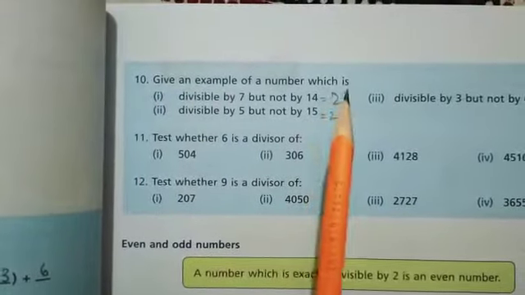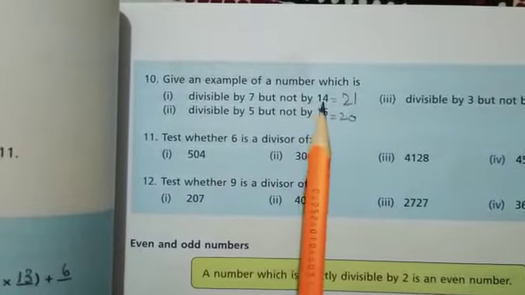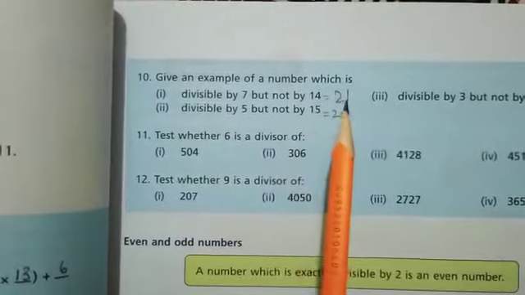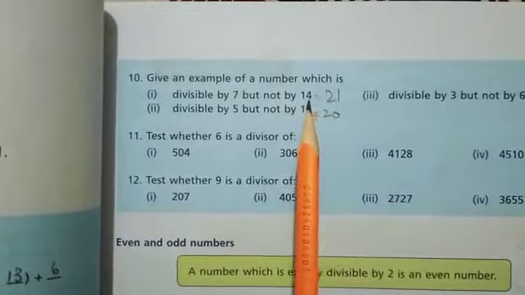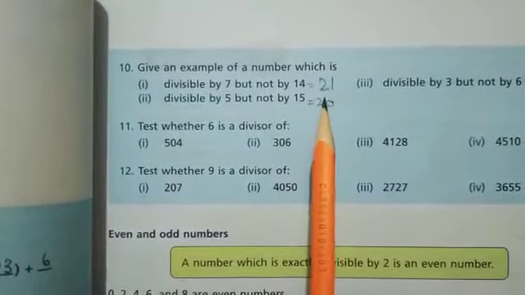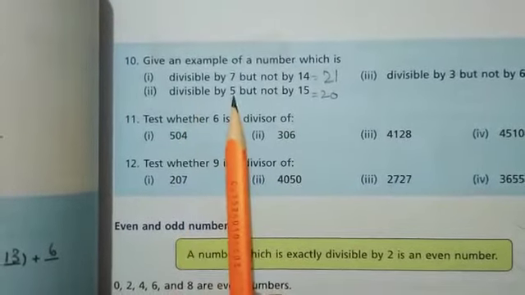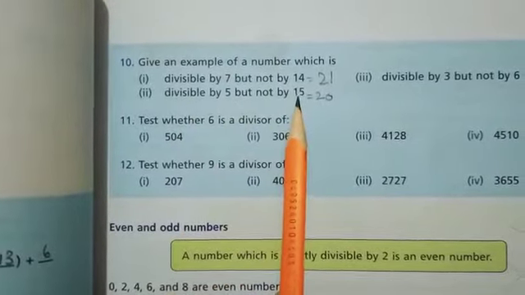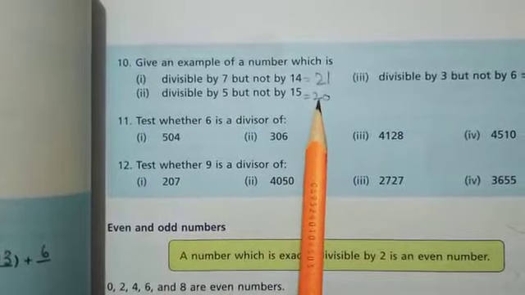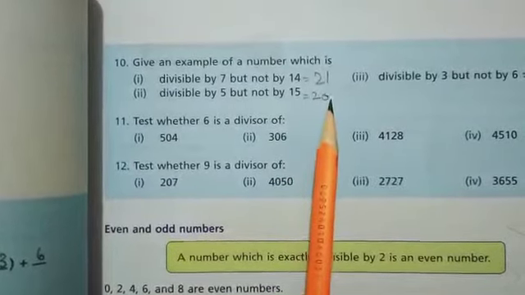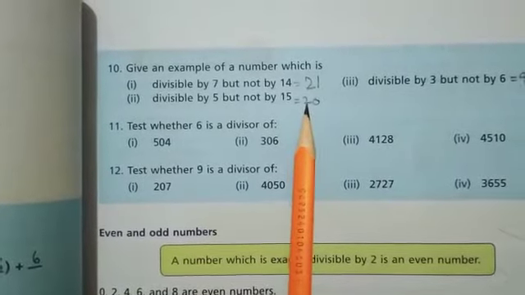Question number 10. Give an example of a number which is, first part, divisible by 7 but not divisible by 14. The number is 21. If we divide by 7, it divides completely. If we divide by 14, it does not divide completely, and the answer comes in fraction form. Second, divisible by 5 but not divisible by 15. The number is 20. It is completely divisible, and another number is 25. It depends on you what you write here.